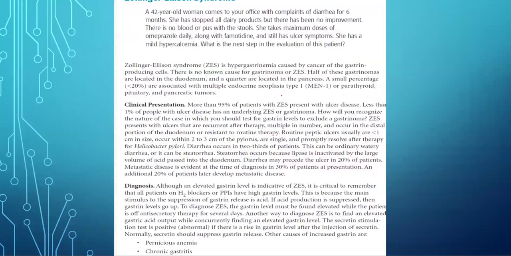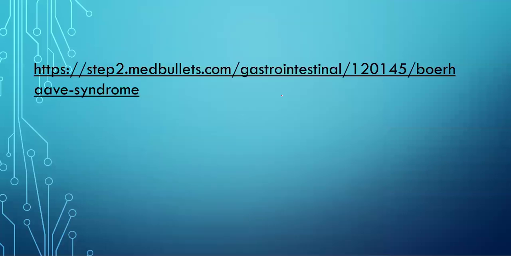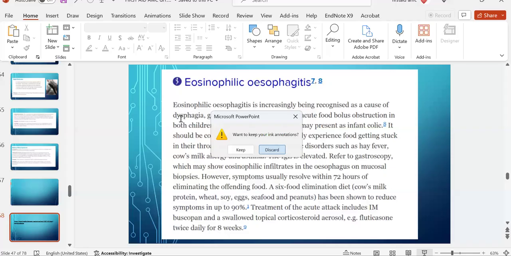So there is another condition which is called Boerhaave syndrome. Boerhaave syndrome is another cause of this kind of hematemesis. Let's have a look. So we'll go into med bullets for it.